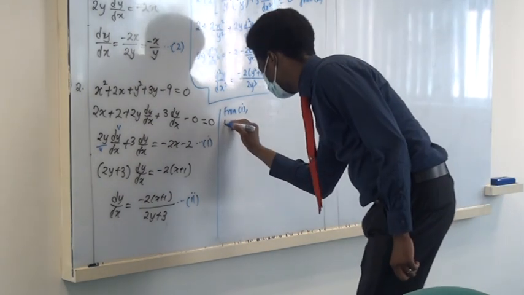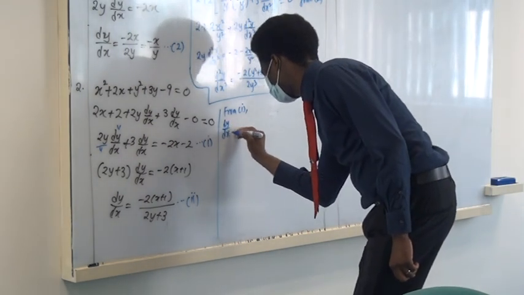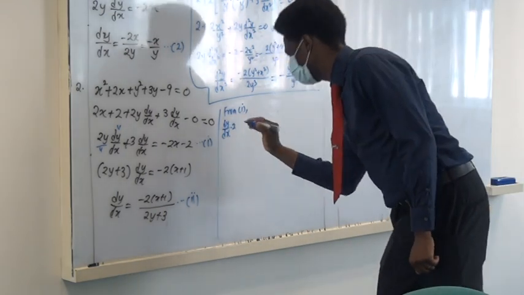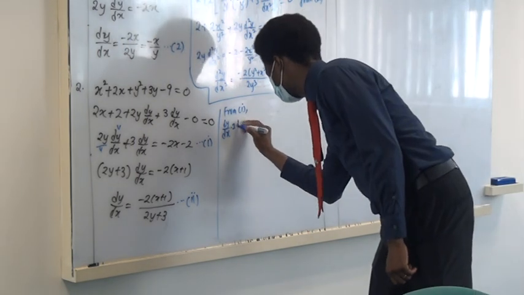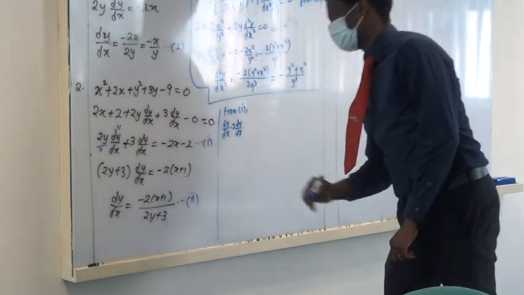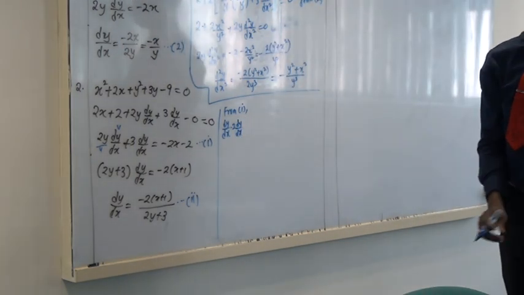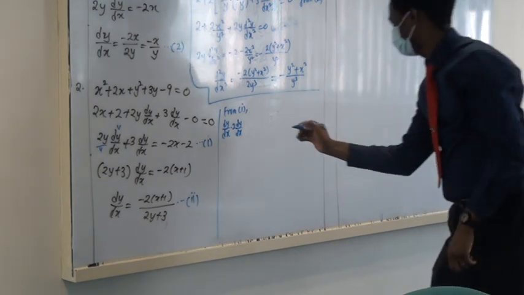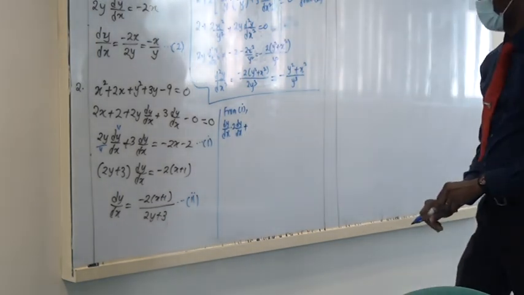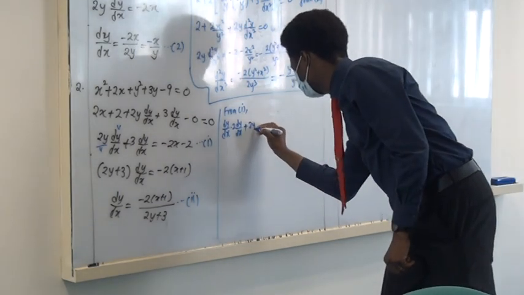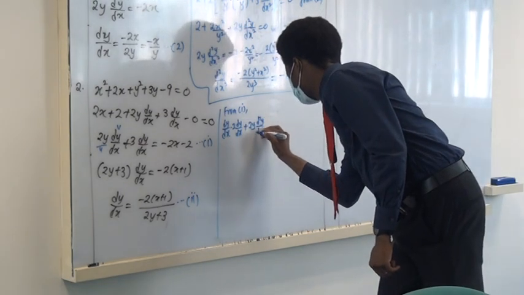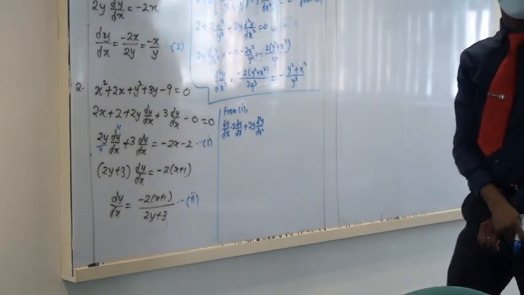Copy and paste, dy/dx, thank you. 2 dy/dx. Is that clear? Raise your hand if you understand that. Thank you. Okay, plus 2y d2y/dx squared. So that's product rule.